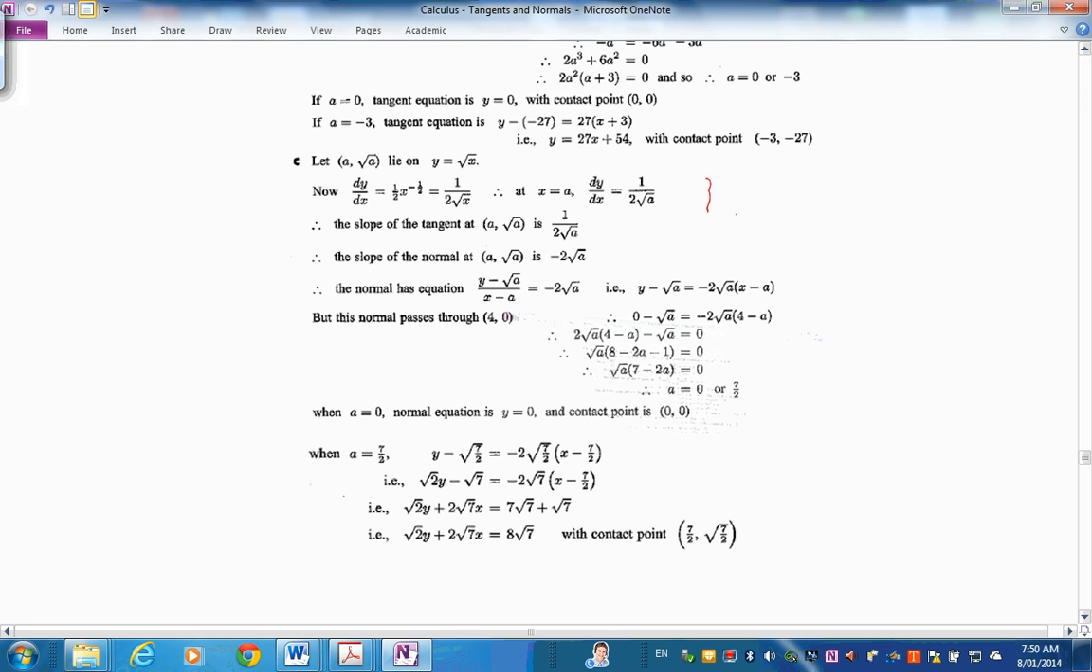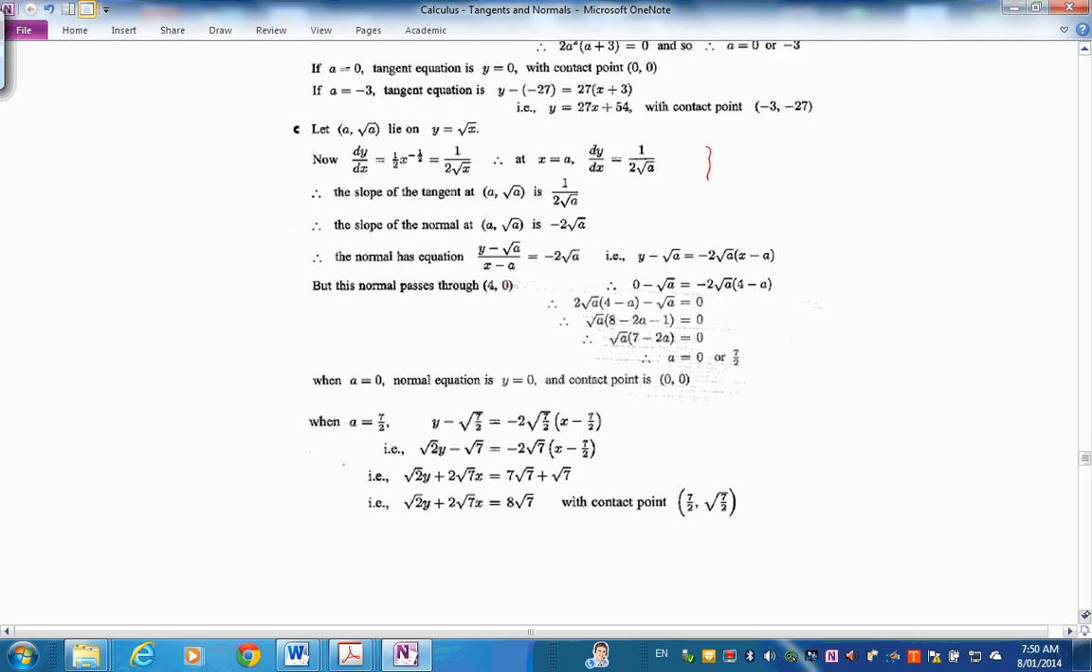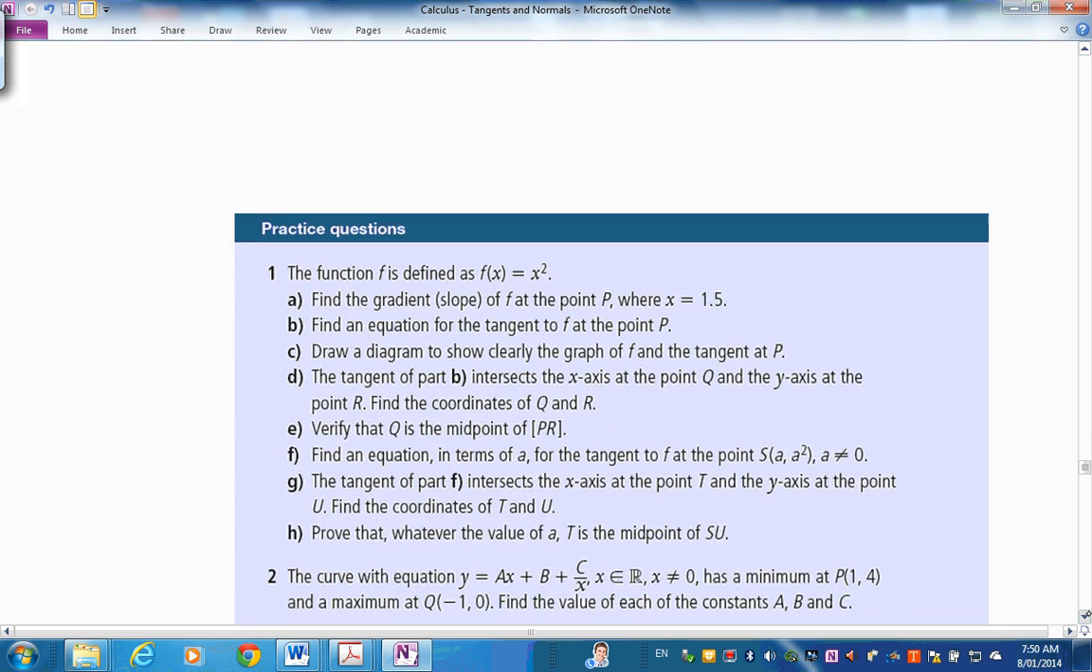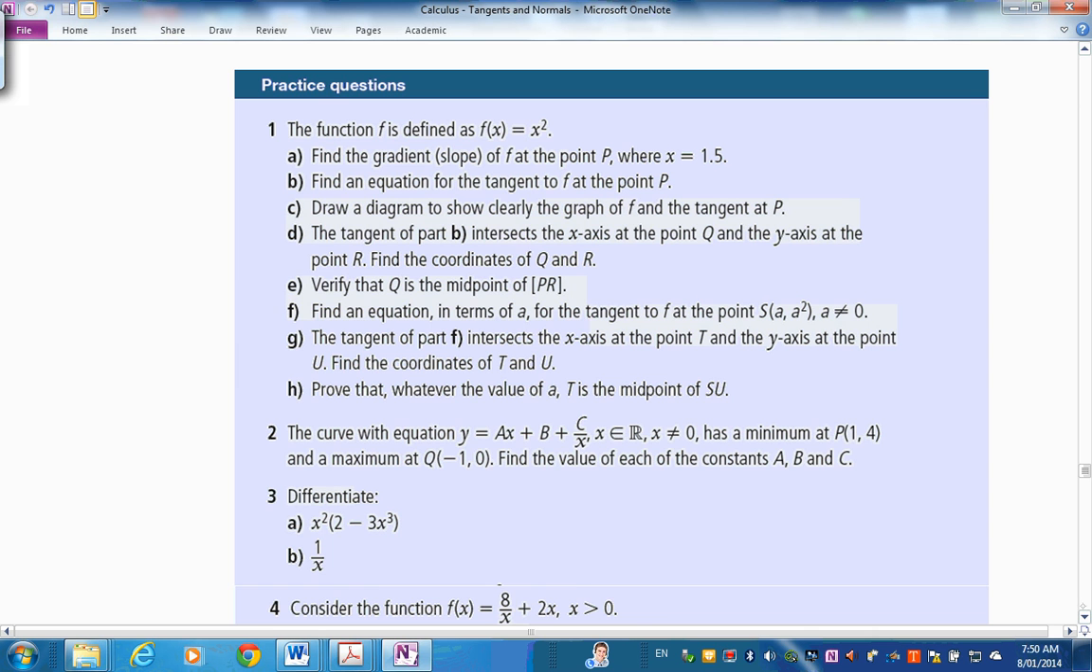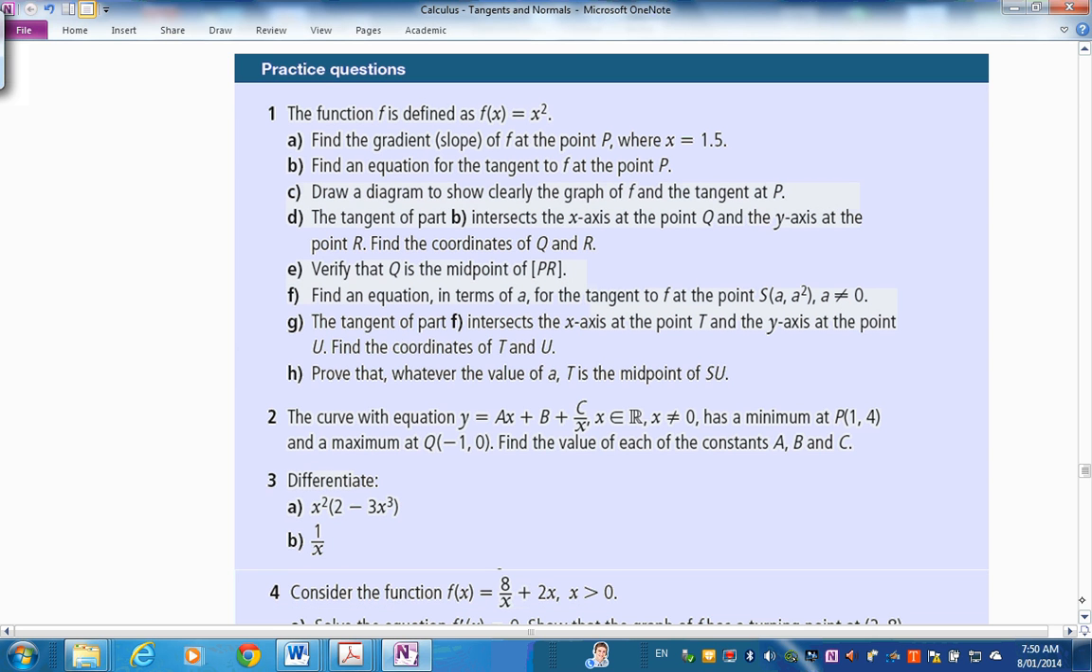Alright, now the last thing I want to do here with you is to go back to Pearson's practice questions for chapter 11. So let's have a look at them. I think there are 15 of them. So here are the first 3, and down below I've got the fully worked solutions for you. So question 1 to 3. Pause it and have a go.